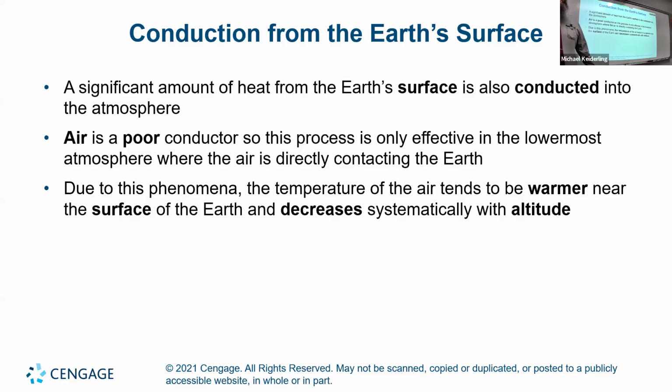It's not very good at actually moving heat around. So this is really only effective in the lowermost atmosphere where the air is directly contacting the earth. But a lot of local weather phenomena can be highly affected by the local heating caused by direct conduction. So the temperature of the air tends to be warmer near the surface of the earth, and it decreases systematically with altitude.